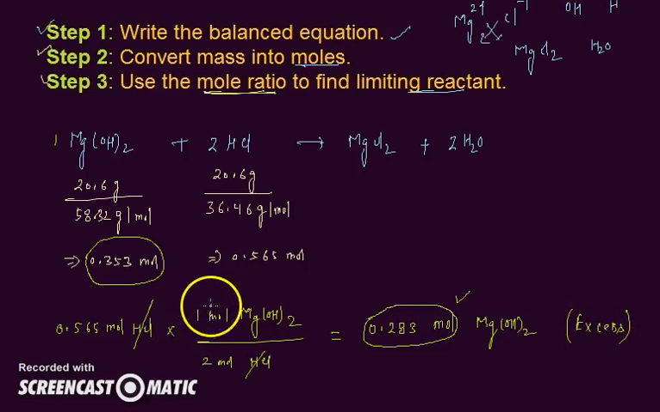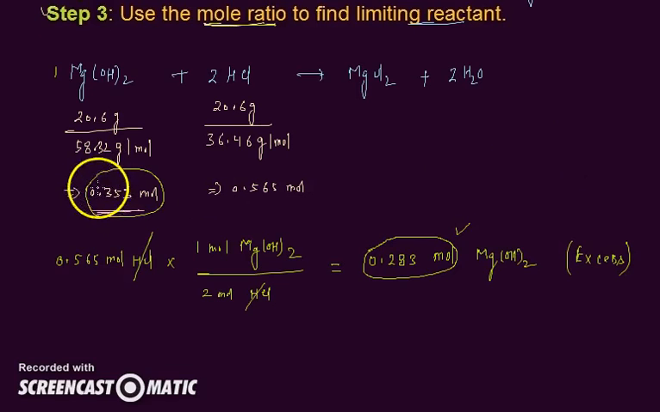Now, in a similar way, we calculate the number of moles of hydrochloric acid required in the reaction. Since we are going to calculate the number of moles of hydrochloric acid, we begin with the moles of magnesium hydroxide. The moles of magnesium hydroxide are 0.353 mole. I mentioned here 0.353 mole. These are the moles of magnesium hydroxide. And now we use the mole ratio between hydrochloric acid and magnesium hydroxide. Remember, we always use the mole ratio in such a way that we can cancel the moles of the reactant which we begin with.